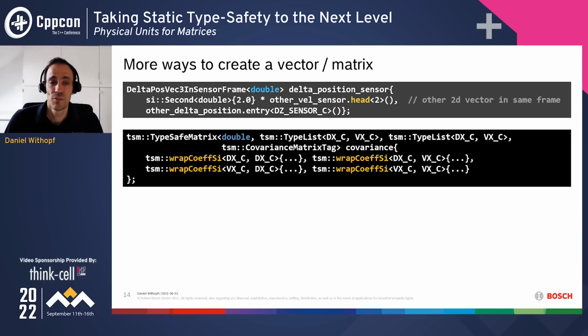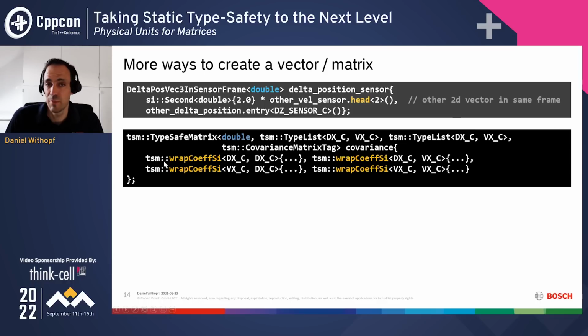The same thing, of course, also generalizes to matrices. So far, we've only seen how we can create vectors. But the exact same thing is possible for matrices. So here we're creating a covariance matrix, which now has two proper type lists. So the type lists contain X position and X velocity in a frame, and are both identical.